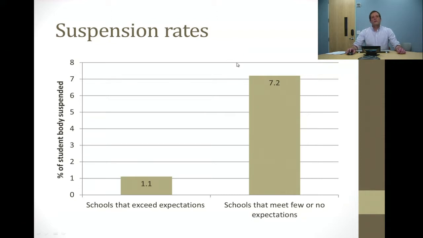Briefly though, here are those suspension rates that I looked at in all schools that I examined. The 15 schools that exceeded expectations had an average suspension rate of 1.1% of the student body suspended in the years 2012, 2013. Versus the schools that met few or no expectations that I looked at had an average suspension rate of 7.2%. Again, it's an average of a small sample that I looked at, that's still 7 times more likely that a student was suspended in one of these schools that did not meet expectations.